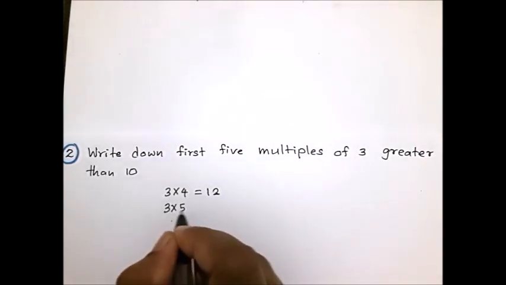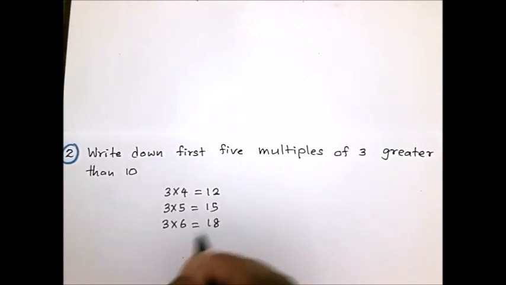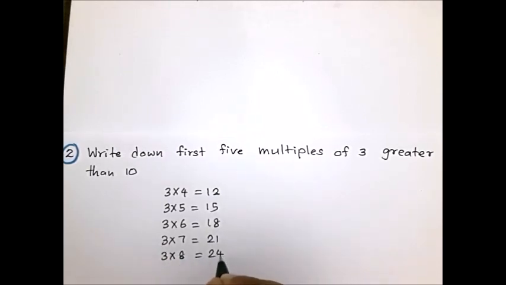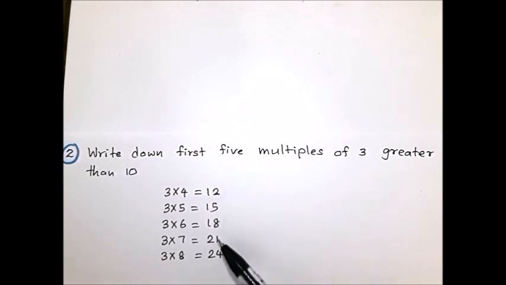3 multiplied by 5, 15. 3 multiplied by 6, 18. 3 multiplied by 7, 21. 3 multiplied by 8, 24. The question says to write the first 5 multiples of 3 greater than 10. 12, 15, 18, 21 and 24 are the multiples of 3 greater than 10.